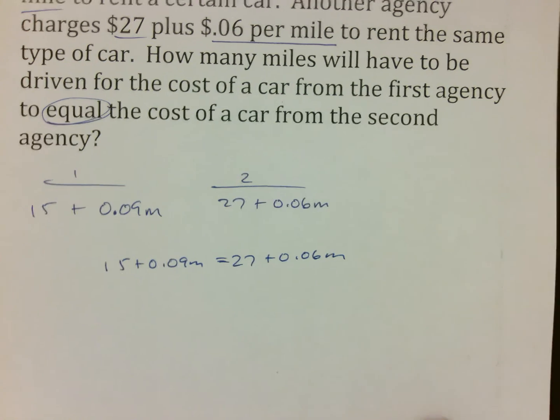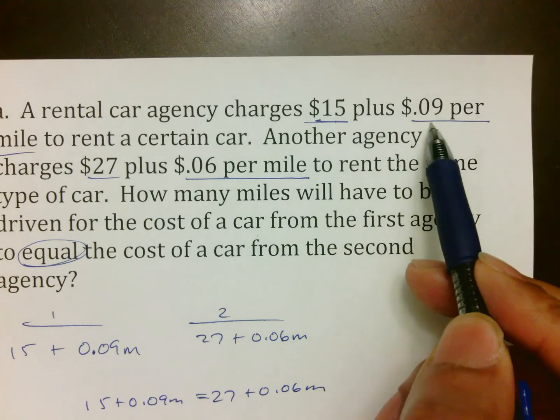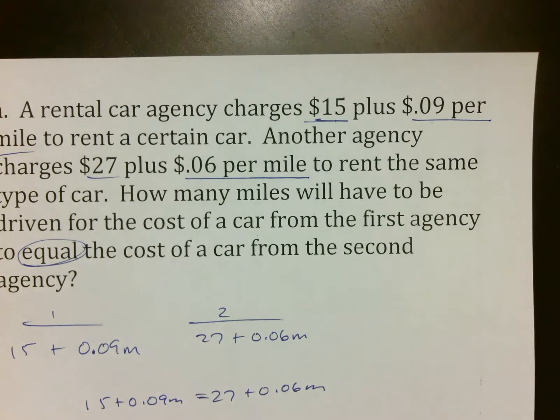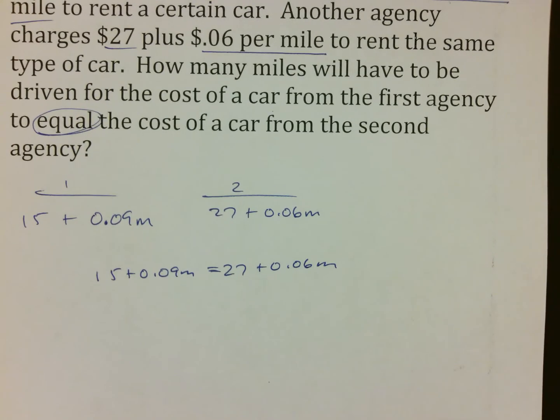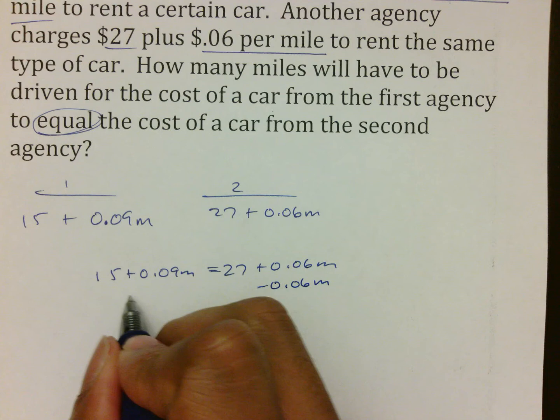Again, the only part you've got to make sure you do is over the course of this week, just make sure you learn how to read that to where you get your 15 plus 0.09 M, 27 plus 0.06 M, and remember it's 0.06 not 0.6. That's where a lot of people make mistakes. But outside of that, the training we have here is that we've got M's on both sides, so we move the smaller one, which is 0.06 M.